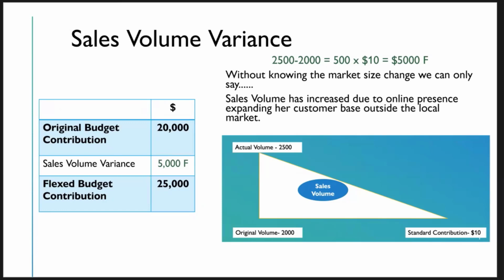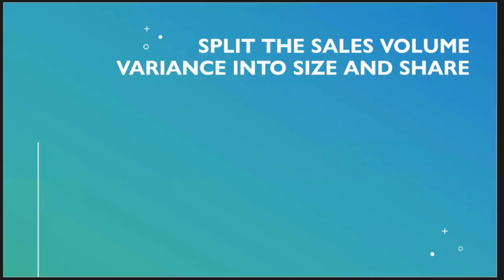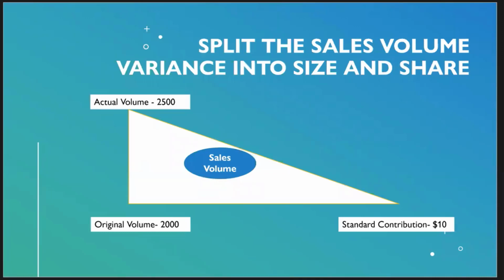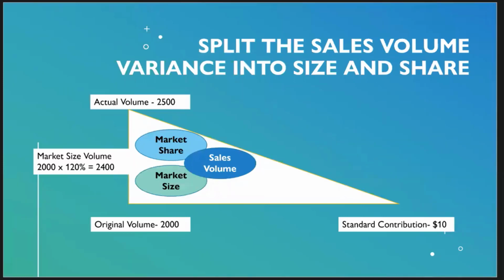Now we've been told about the market size, we can split this sales volume in two. We look at the market share and the market size. The original volume needs to be rebased for the market size change of 20%. If we'd known that market size had gone up, we'd have changed our budget to be 20% higher for volume. So that is a planning variance. When she set her budget, she had no idea that the market had increased. She originally decided to budget for 2,000.